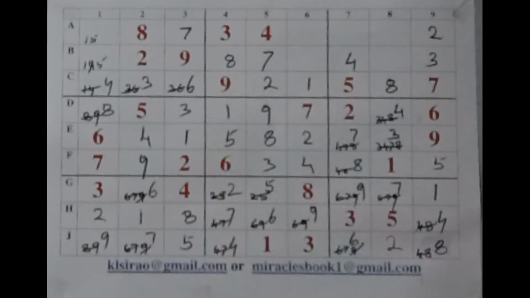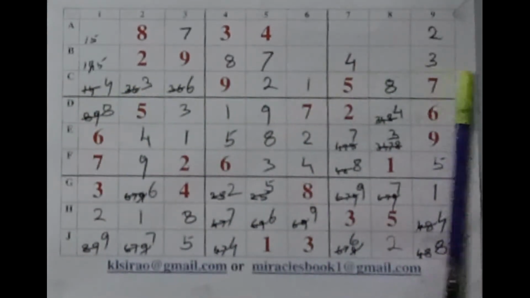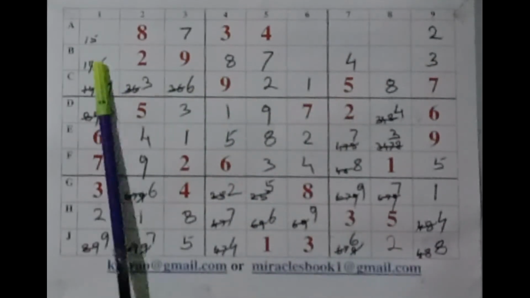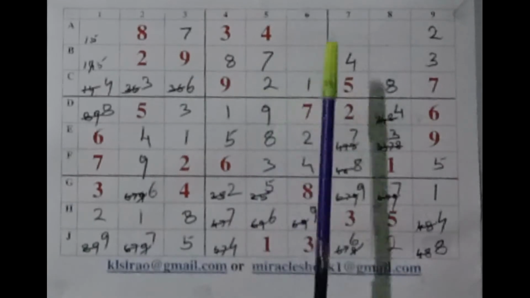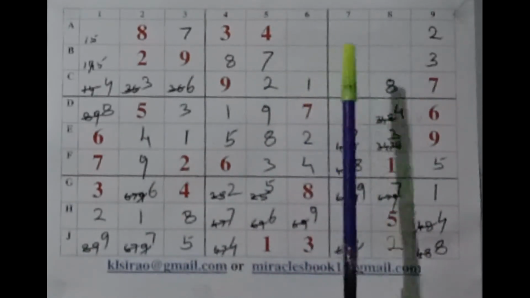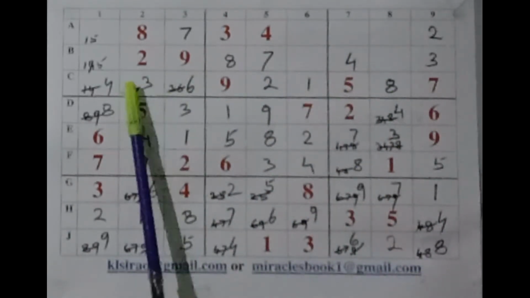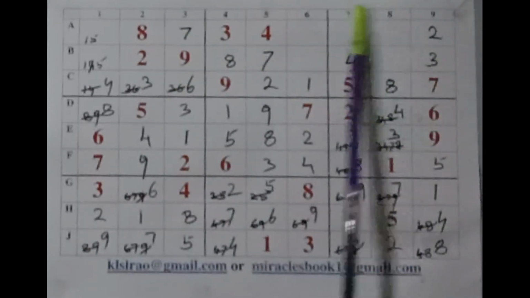What else is remaining? This chip is completely solved. This row is completely done. Now these 2 boxes are there. Okay, let's look at this box now. We need 5 and 6. We don't have 5 or 6. Let's look at this box.